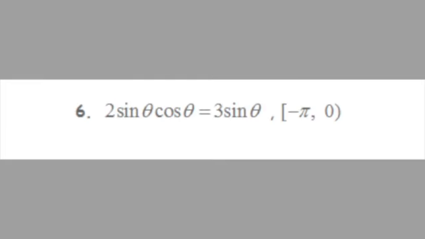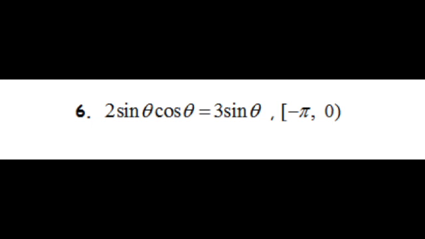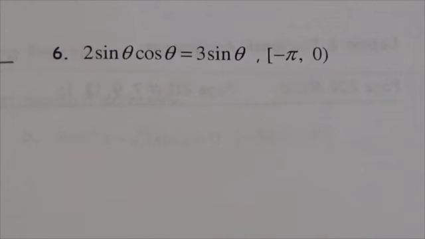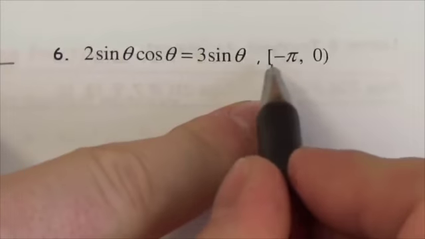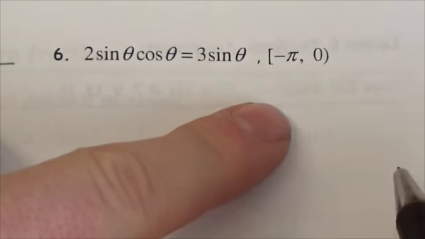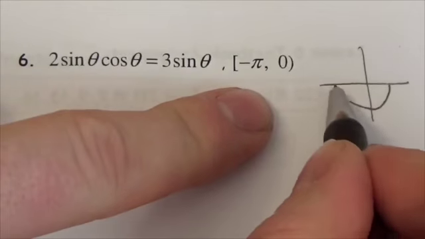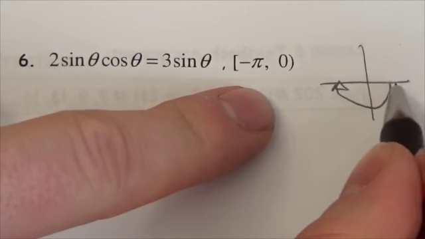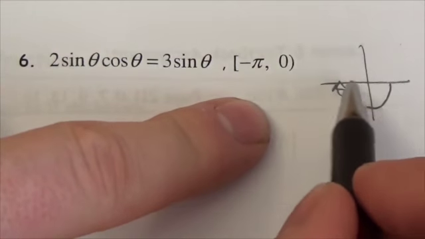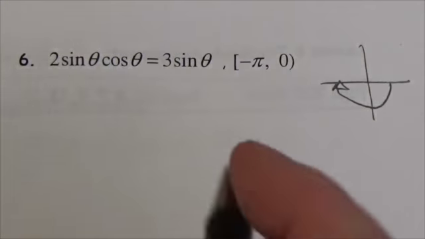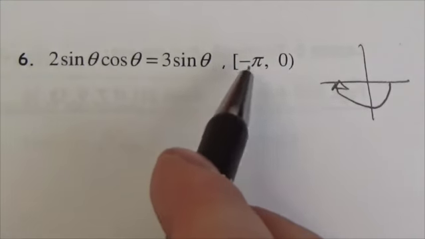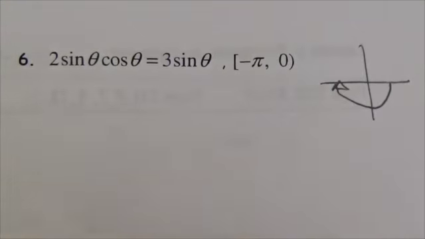2 sine theta cos theta is equal to 3 times the sine of theta, where theta is between -pi and 0. Now in this case, look at the interval that I'm finding my solutions on. It's kind of interesting. This is -pi up to 0, but not including 0. I'm going to include the -pi, but I'm not going to include the 0. That's kind of interesting. We haven't seen a lot of those yet where we're including one endpoint but not the other.